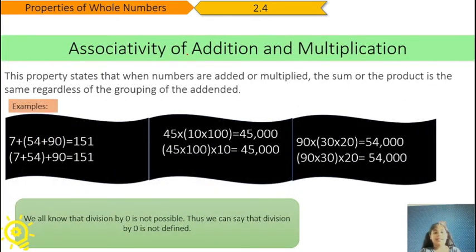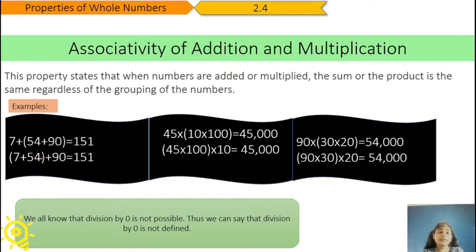Associativity property of addition and multiplication. This property states that when numbers are added or multiplied, the sum or the product is the same regardless of the grouping of the addends. So let's understand this via some examples. Here we have 7 plus 54 plus 90. First we will add these two numbers, and then we'll add 7 to it. And our total answer will be 151.